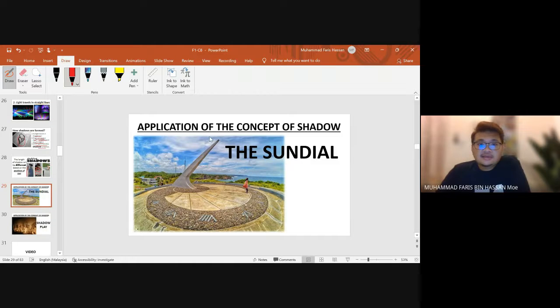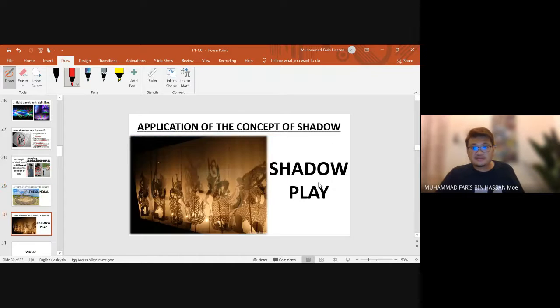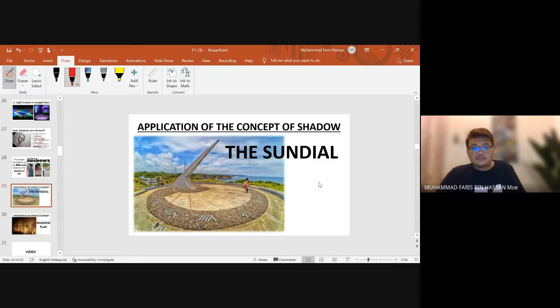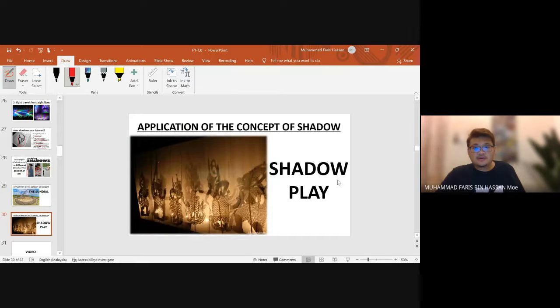Okay, this is the application of the concept of shadow. This is the sundial, ataupun jam matahari in bahasa Malaysia. And then we have the shadow play, in bahasa apa ni? Wayang kulit lah. This shadow play is very popular in Kelantan, in the east coast states of Peninsular Malaysia, like Kelantan.